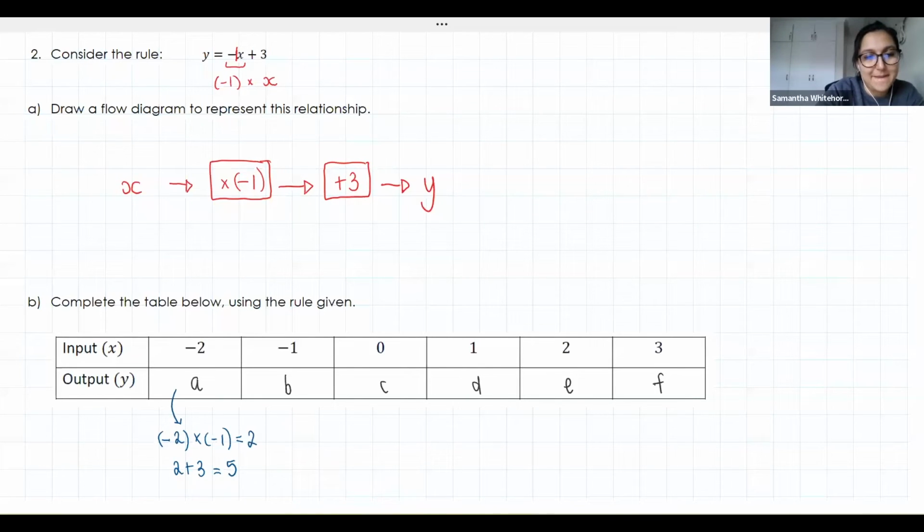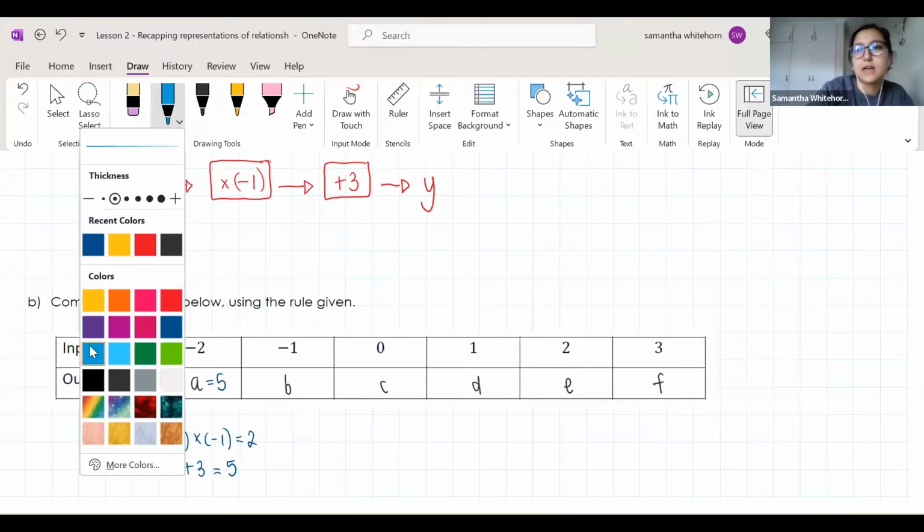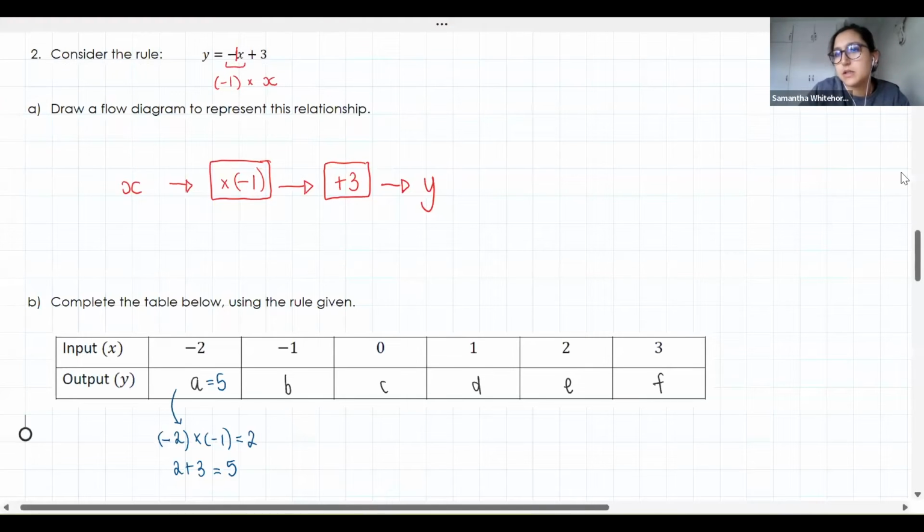Okay, thank you. Right, so guys, -1 times -2 is +2, and then +2 plus 3 is 5. So A here is 5. Very nicely done. Let's have a look then at our next one.